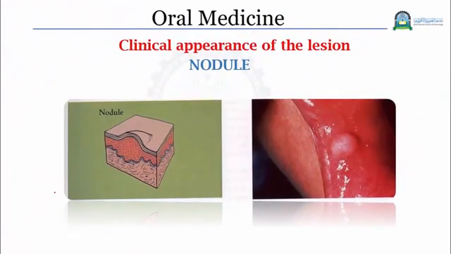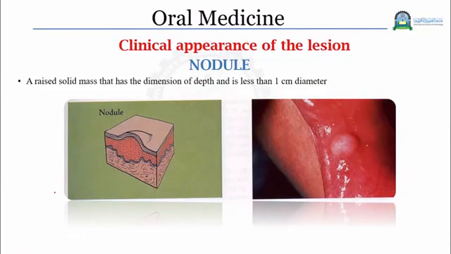Nodule, papule, and plaque: all of them are raised lesions. The difference between the plaque and the papule is the size of the lesion, and the plaque is relatively flat compared to the papule, but the nodule has a dimension of depth.